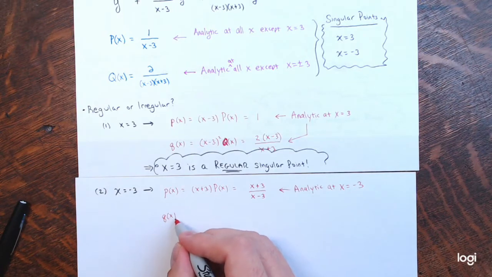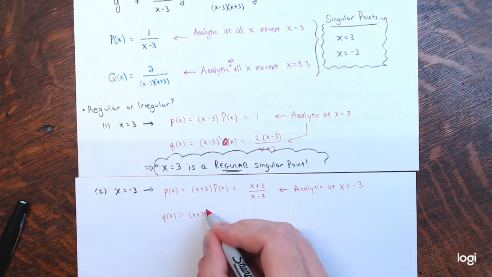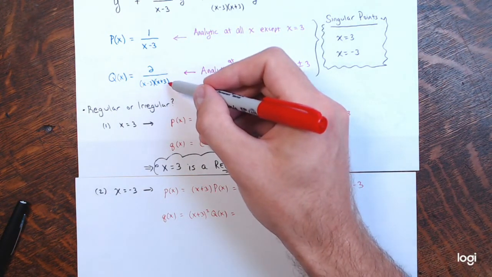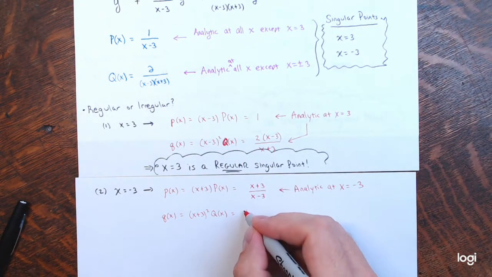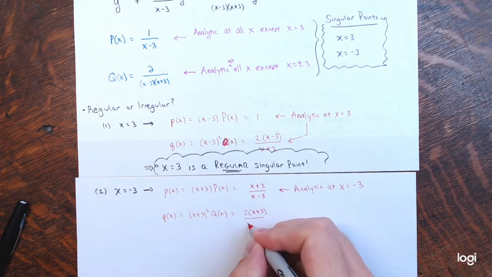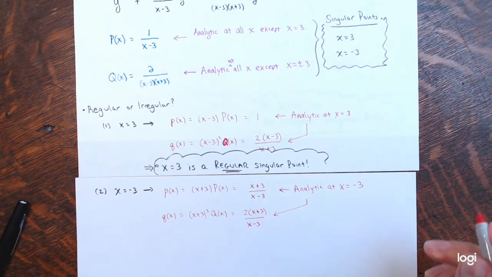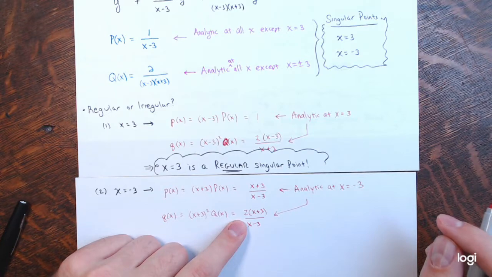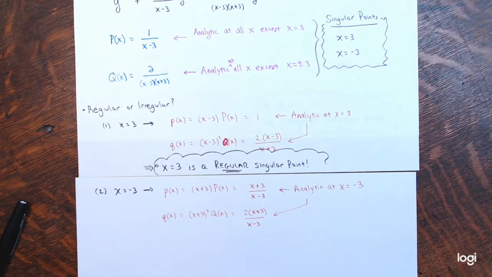So little q of x being x plus 3 squared times capital Q would cancel one of the x plus 3's in the denominator here. I'd have 2 times the quantity x plus 3, divided by x minus 3 still, and that would also be analytic at x equals negative 3. You don't have an x plus 3 in the denominator anymore. It's a rational function, and rational functions are analytic wherever they're defined. So wonderful. Since both of those are analytic at x equals negative 3, x equals negative 3 is a regular singular point.